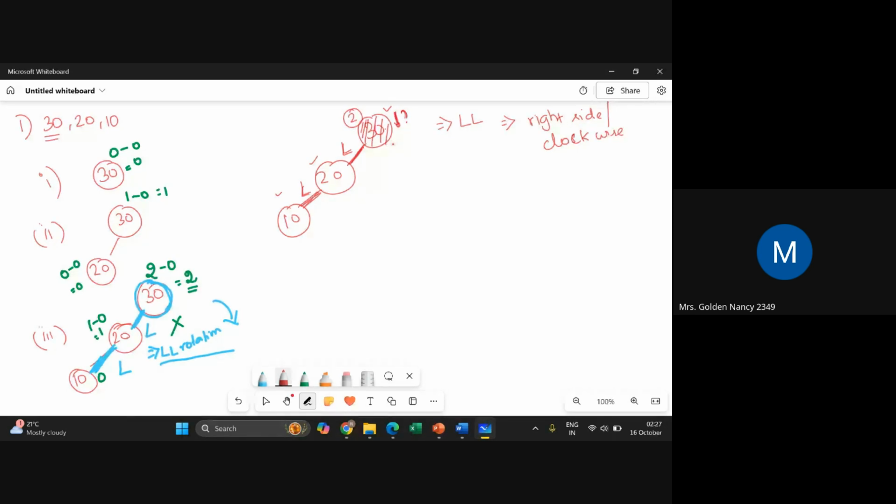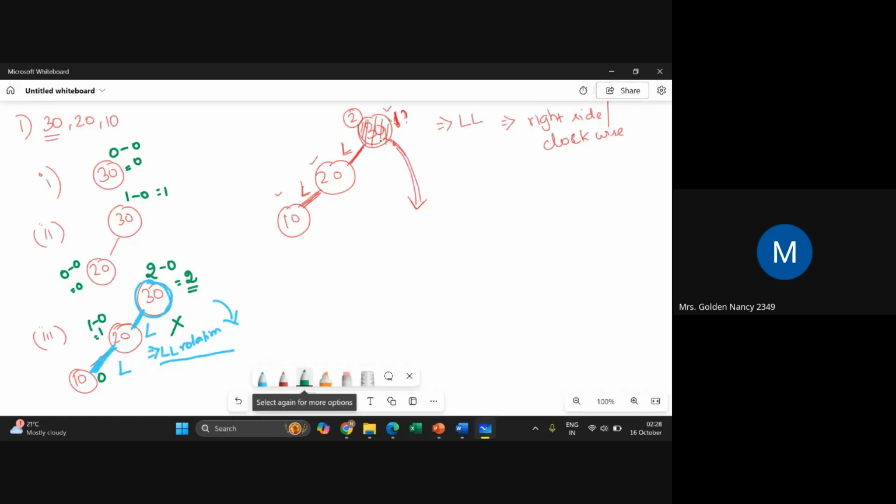So how do you rotate? You just have to pull this down. Pulling to the right side means you have to rotate in this way. Think that you have these three things in your hand, and I want to pull this down, rotating to the right side. Because the problem occurred in this node, I have to pull this node to the right side. If I pull this node right side, what happens?